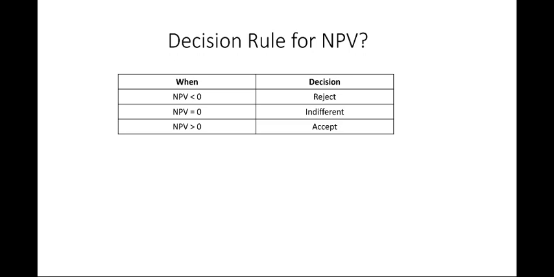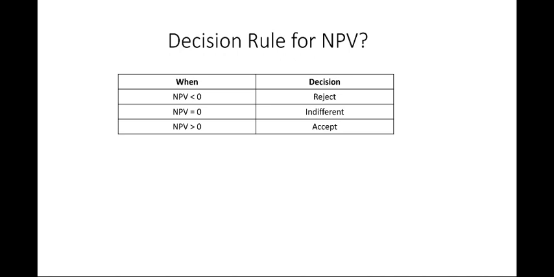Now, what is the decision rule for NPV? When NPV is less than 0, that is when NPV is negative, reject the project. When NPV is equal to 0, you must be indifferent, that is you may select it or you may reject it. Now when NPV is greater than 0, then we must accept the project. So like this we can solve for NPV problems. I feel these two problems would be helpful to you in solving the net present value.